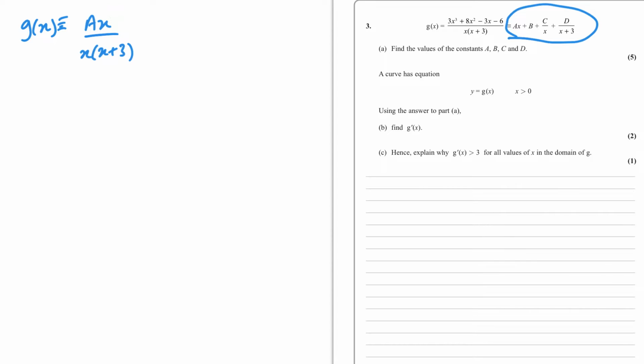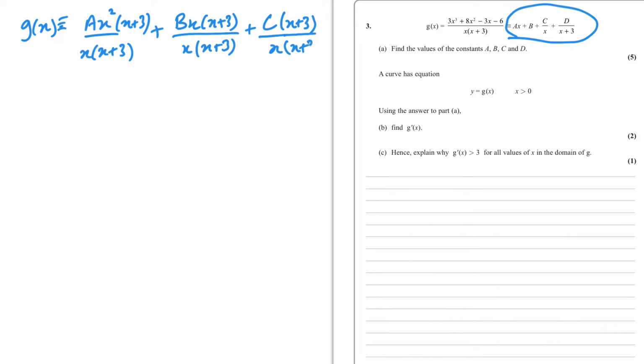and times on the top by x plus 3 would give me ax squared times x plus 3. Now we've got b x plus 3 over x plus 3 plus c x plus 3 over x plus 3 plus d x over x plus 3. So getting all four of these terms over x times x plus 3 is what we need to do, so that then we can compare the top lines.